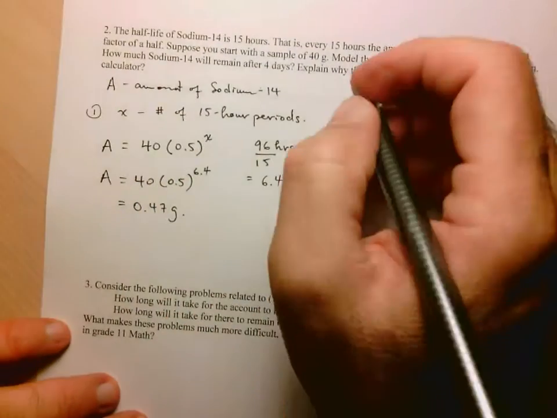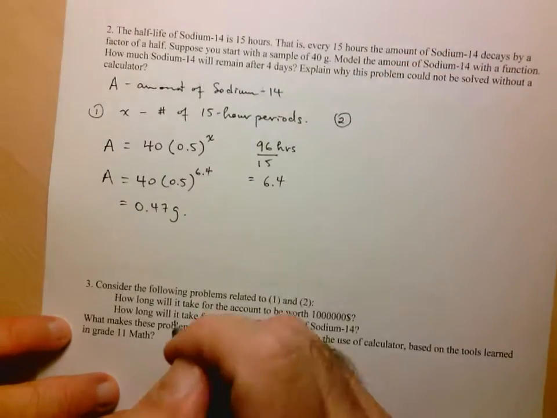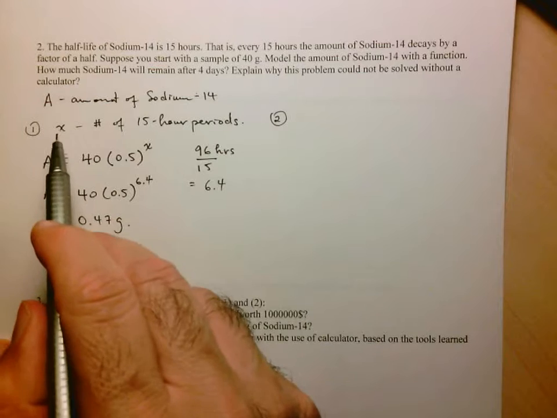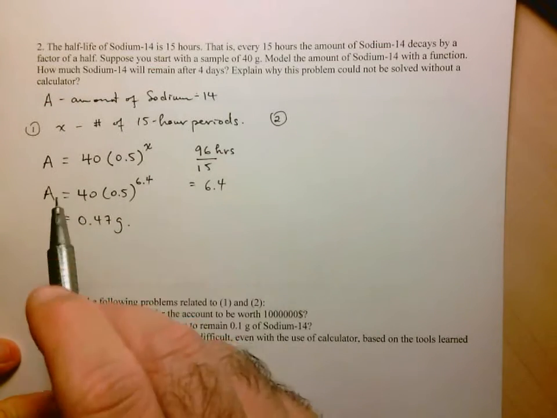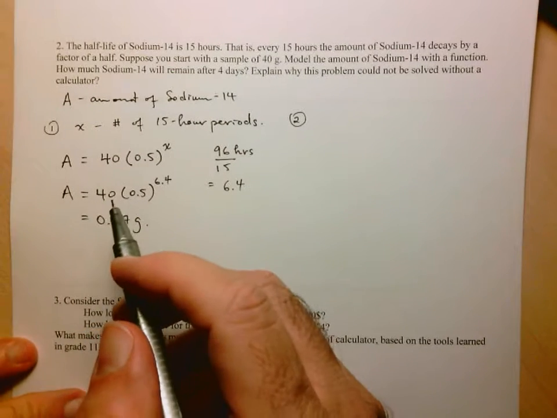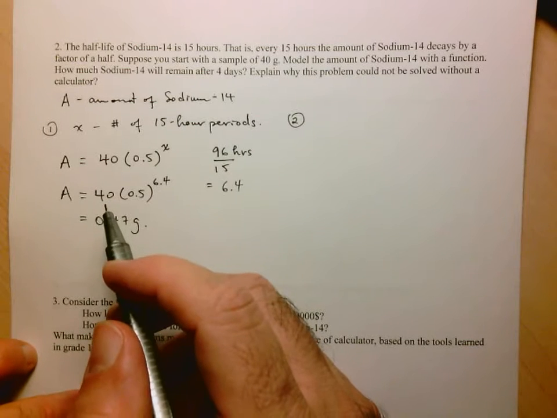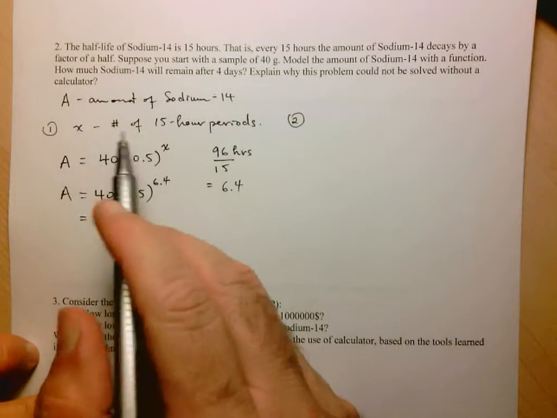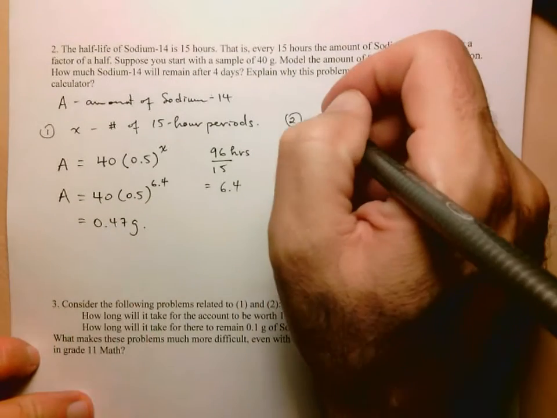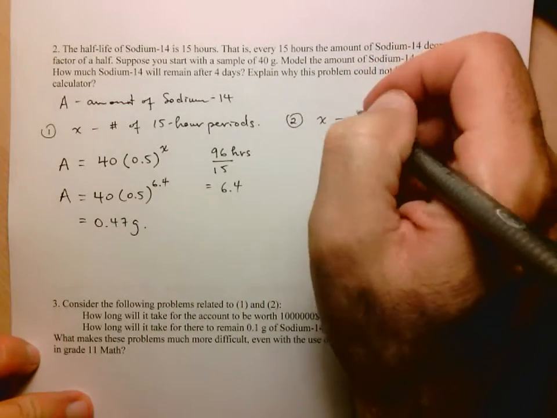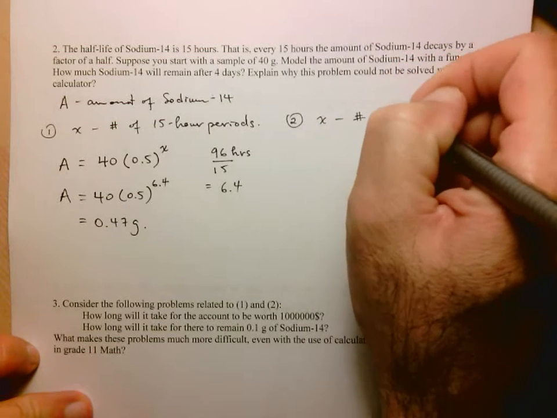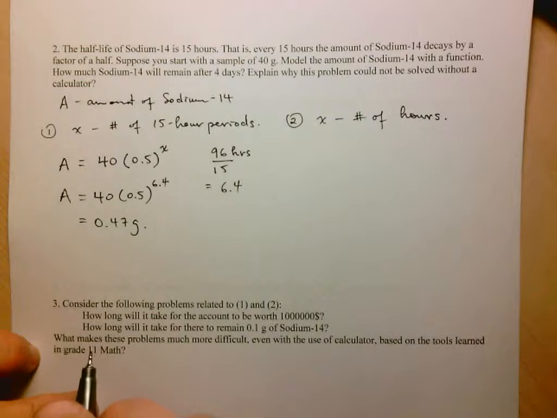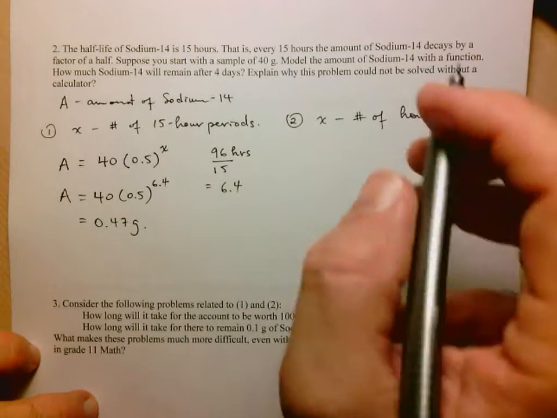Now another alternative, which is the one that I would say we'd use more often, is this: a variable that represents the number of 15-hour periods is not particularly useful, and certainly it's not a very obvious variable to be working with. So in this case, I'm going to let X be the number of hours. This will, however, change my model a little bit.